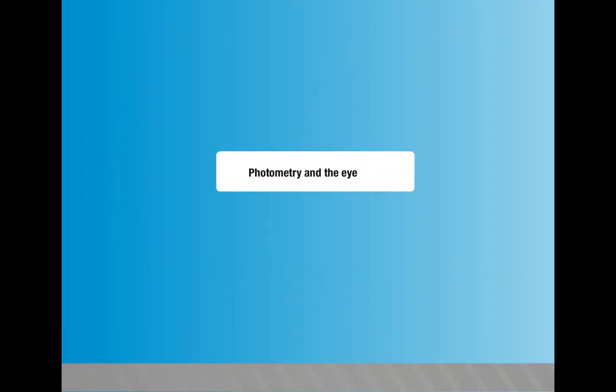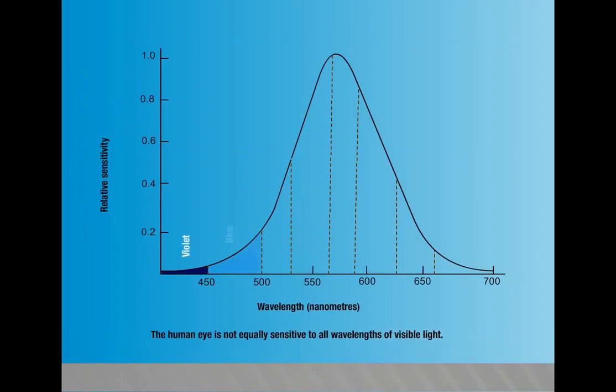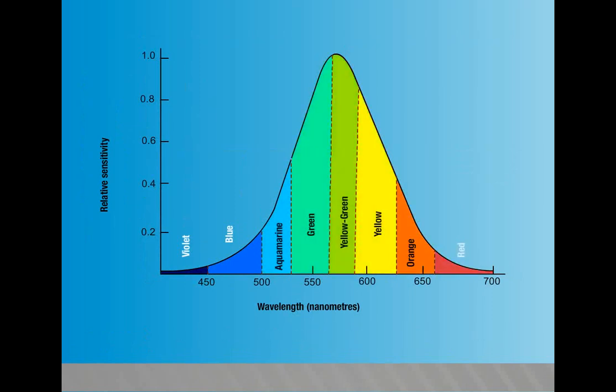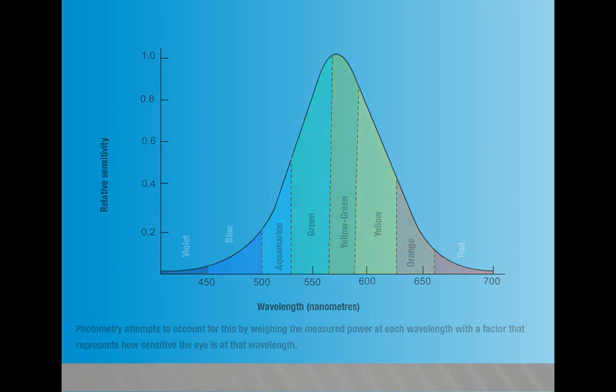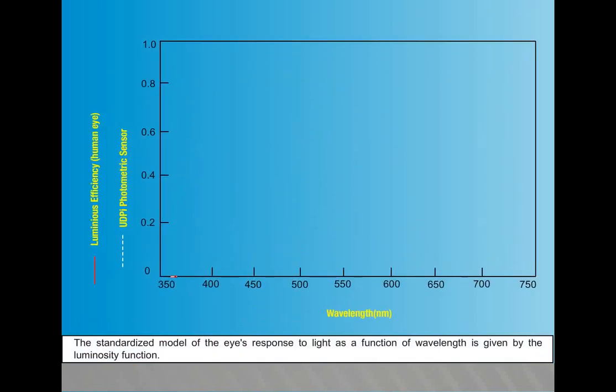Photometry and the eye. The human eye is not equally sensitive to all wavelengths of visible light. Photometry attempts to account for this by weighing the measured power at each wavelength with a factor that represents how sensitive the eye is at that wavelength. The standardized model of the eye's response to light as a function of wavelength is given by the luminosity function.